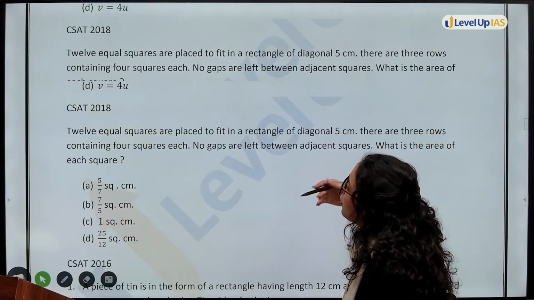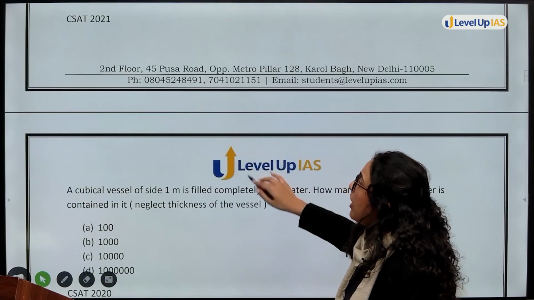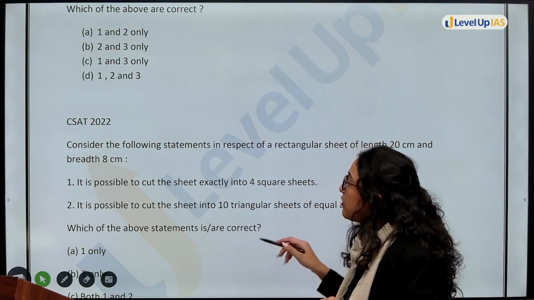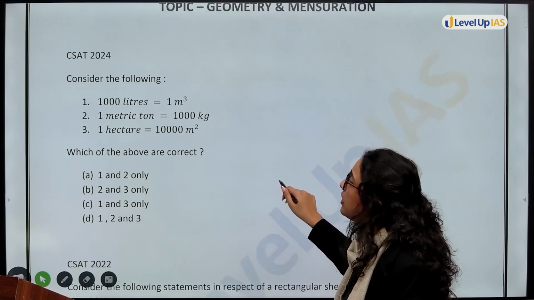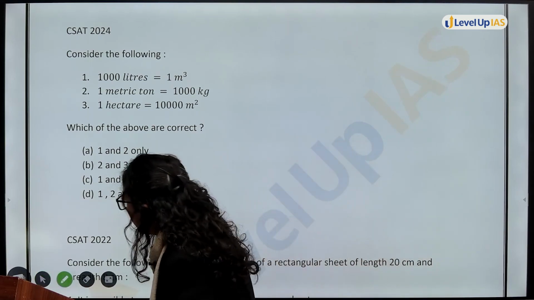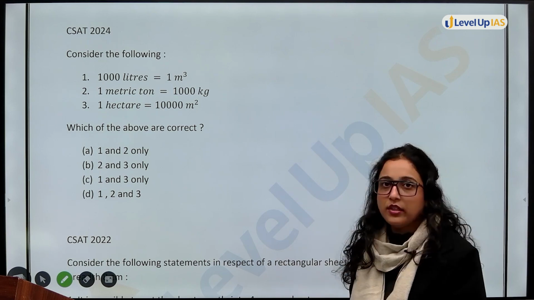So you will also observe that in questions of geometry, when you have questions like how many triangles can fit in this rectangle, and so on, majorly in these questions some reasoning also gets involved. Okay, so now it is a CSAT 2024 question again.